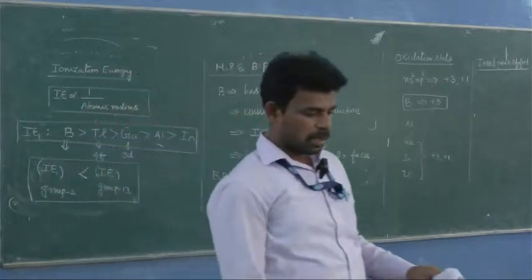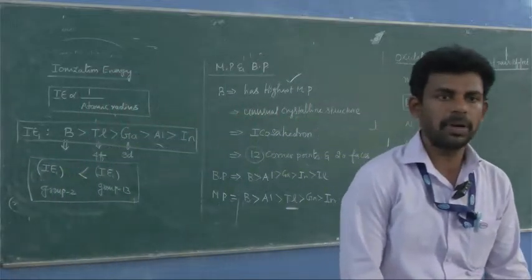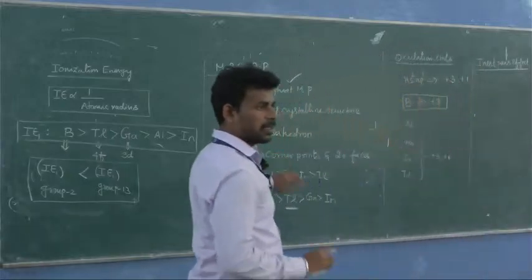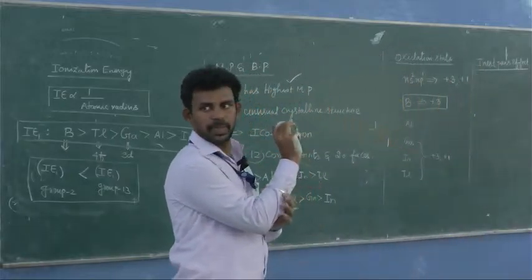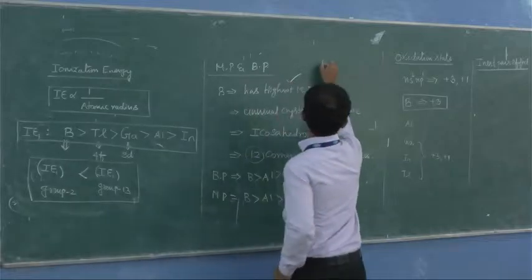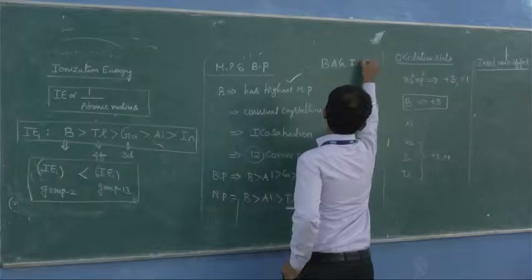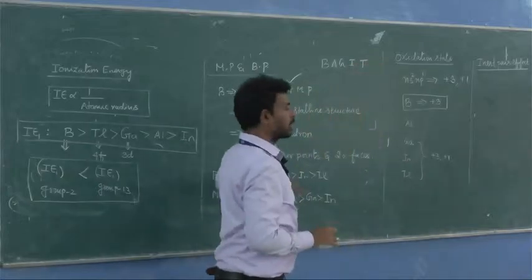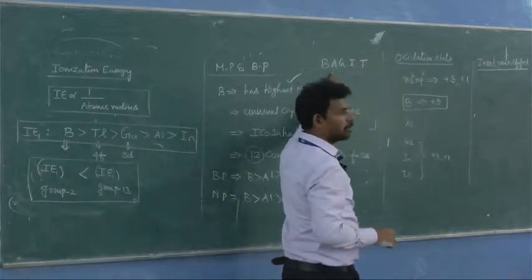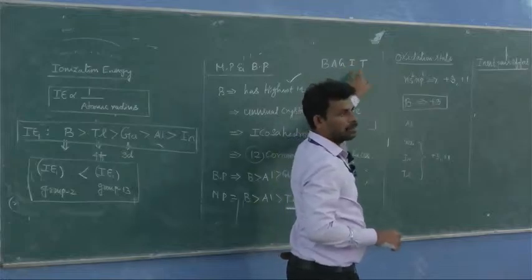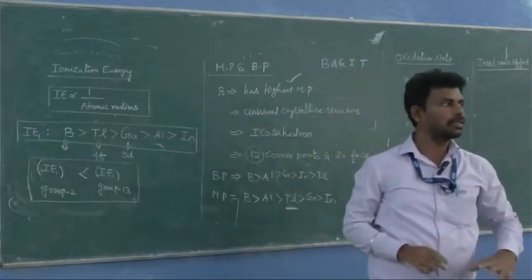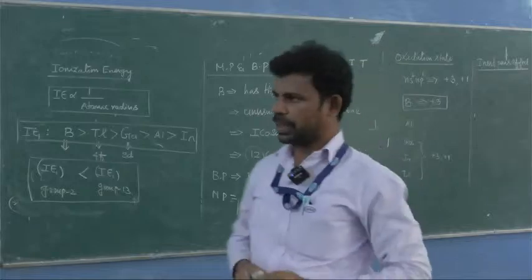Okay, so this is this. Is it clear? How do you remember these group 13 elements? What mnemonic do we use? Baggett. Please note this. How do we remember it? Baggett: boron, aluminum, gallium, indium, thallium. Is it clear? So this is the easiest way to remember this point.